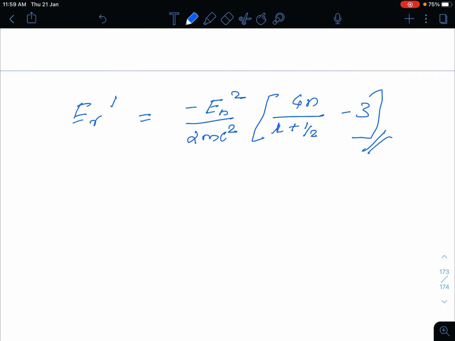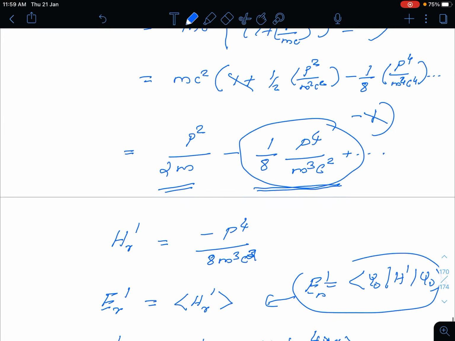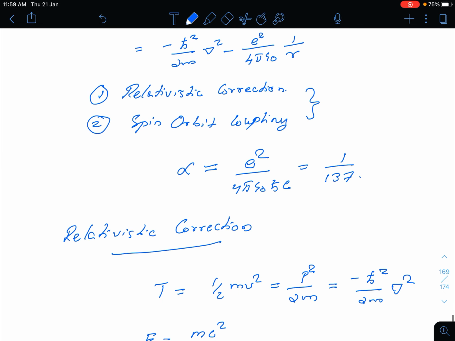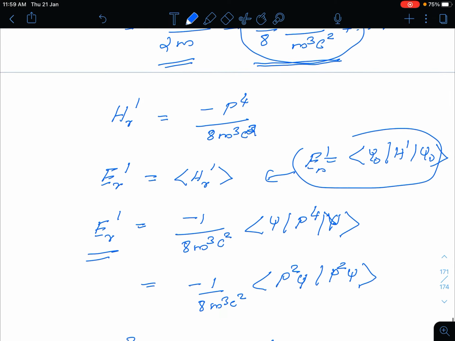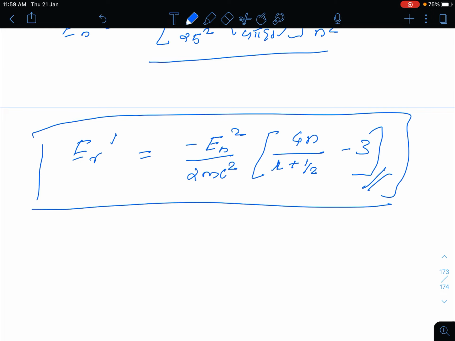Now this is the relativistic correction for hydrogen atom. Now we remember that we don't remember, that's why we are looking. So alpha is simply e square by 4 pi epsilon 0 h cross c, e square by 4 pi epsilon 0.